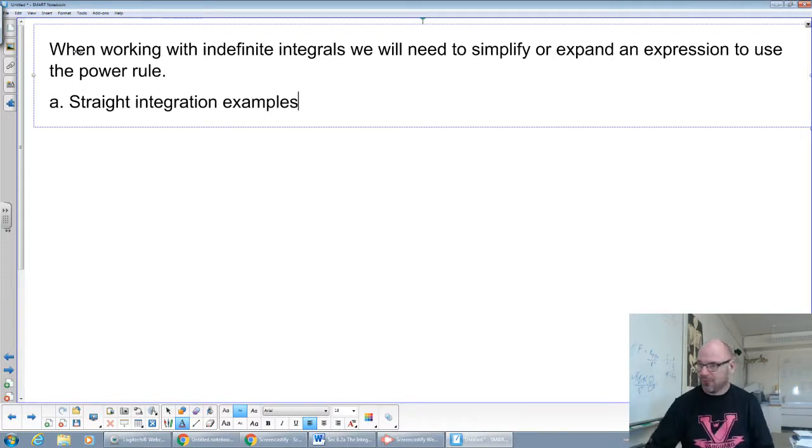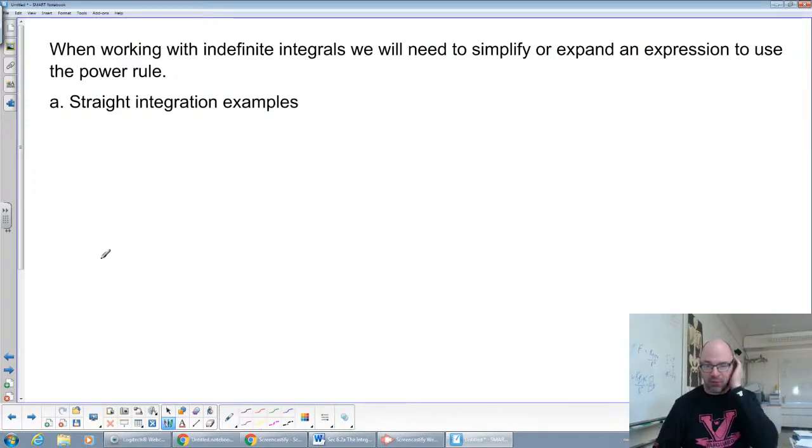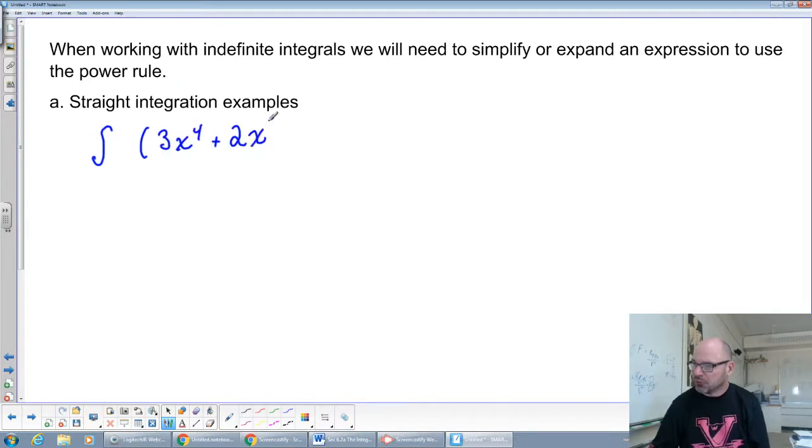So let's say we had, now often they'll leave out the y part. They'll just write it like this. They'll go integrate 3x to the fourth plus 2x cubed dx.